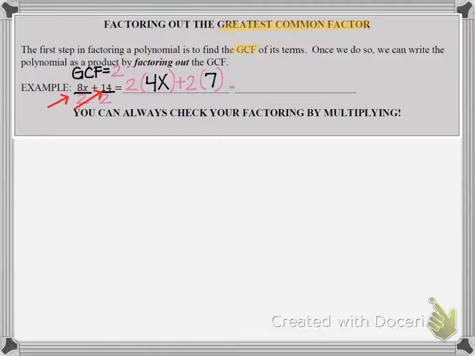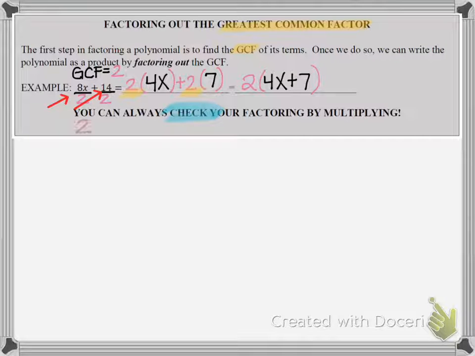Okay, now we're going to write our final answer. What I notice is that both of these terms share a common factor of 2. So I'm going to factor out the 2. The 2 will go on the outside of the parentheses, and then the 4x plus 7 is the remaining binomial. That will be my final answer.